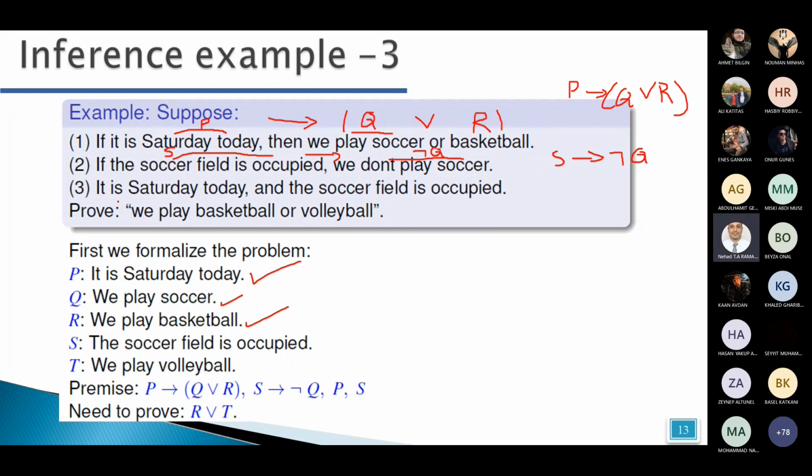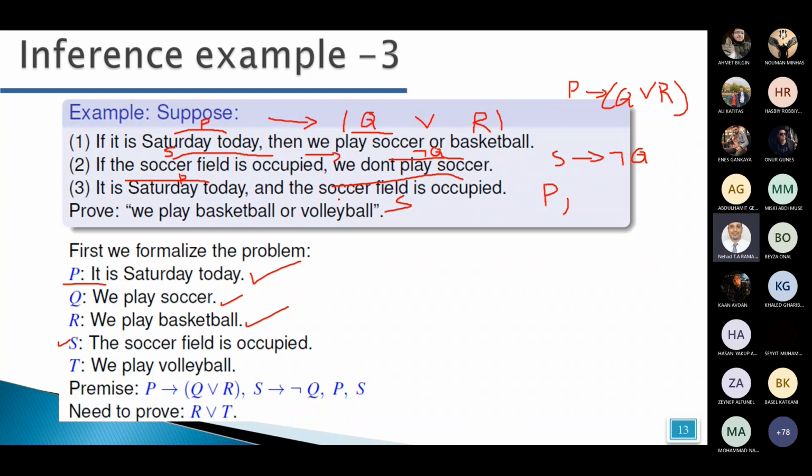Okay, next statement. It is Saturday. And the soccer field is occupied. So it is Saturday, Saturday is P, the first one, P. The soccer field is occupied, you can see it here. It's S. So it is Saturday is a statement alone, a correct statement.